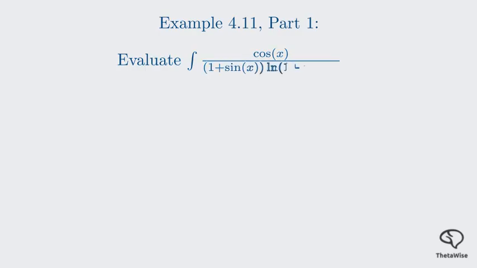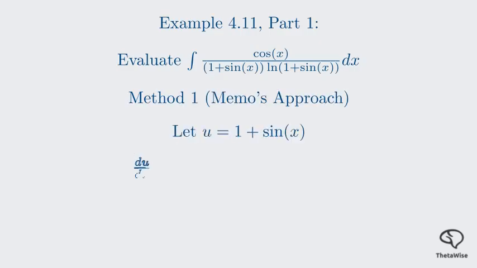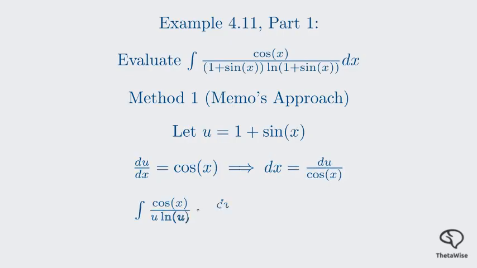x times ln of the quantity 1 plus sin x dx. The memo suggests a 2-step approach. First, let's substitute the inner function inside the logarithm. We set u equals 1 plus sin x. Its derivative is cos x, so dx equals du over cos x. Substituting this gives us the integral of 1 over u ln u du.